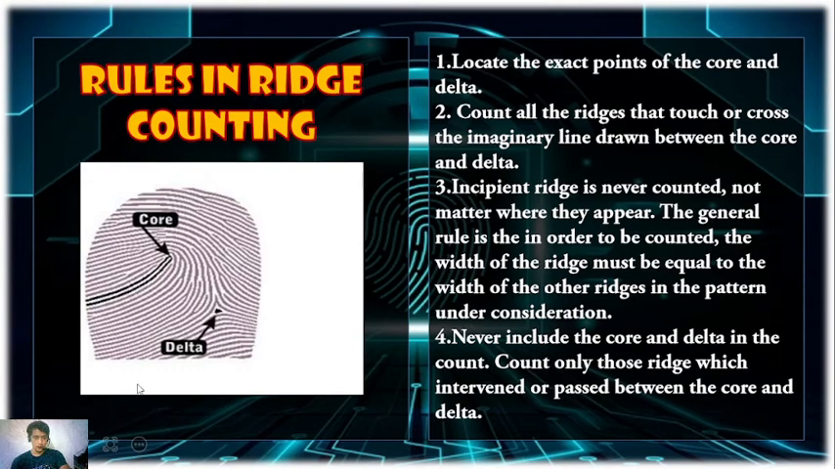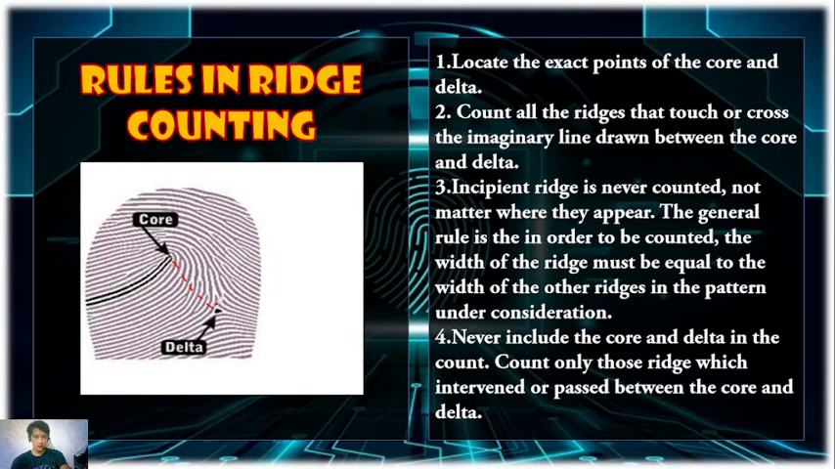Let's use a color. It's better to use red. Let's draw the imaginary line from the core to the delta. Make sure that it is aligned. It was not aligned earlier, so let's redo the imaginary line. It should be pointing towards, or within the direction of, the delta. Now we can already perform rule number 2.